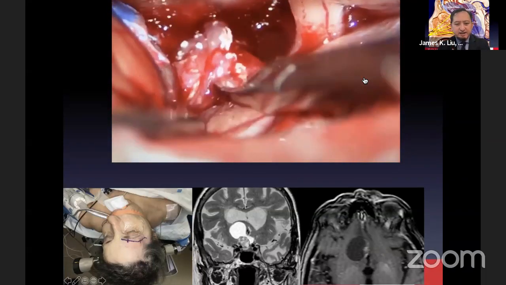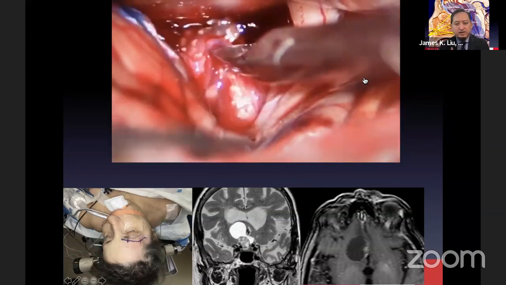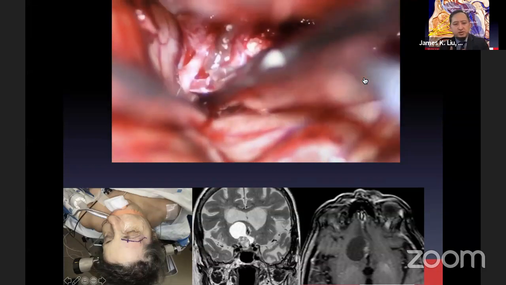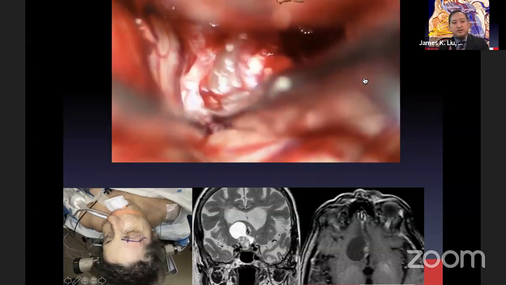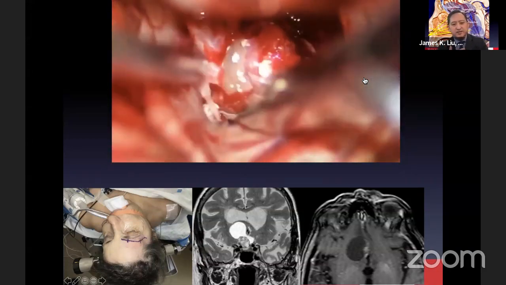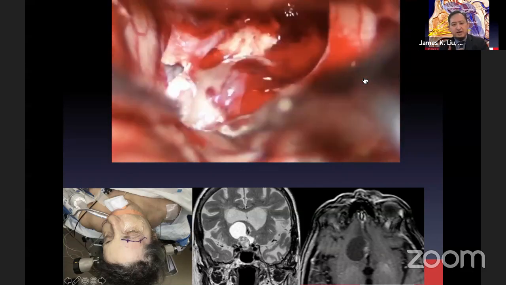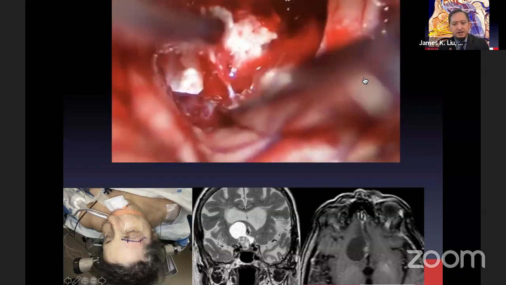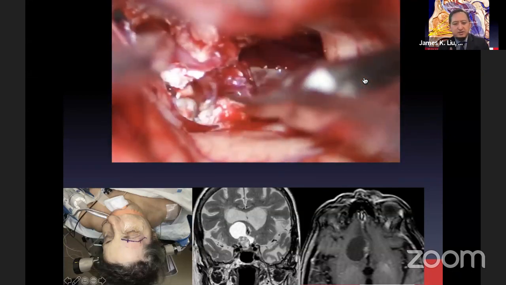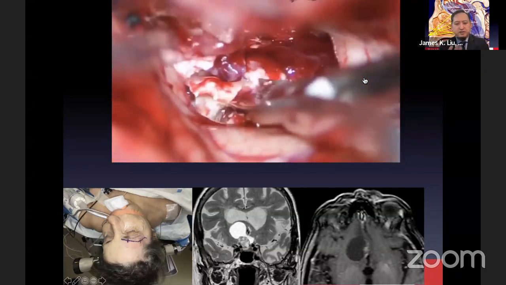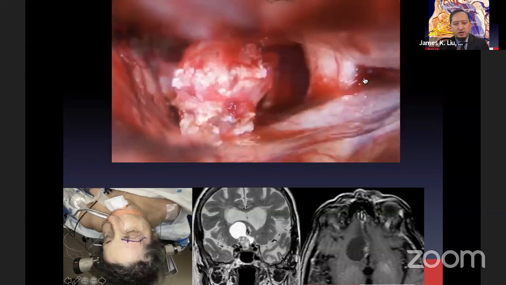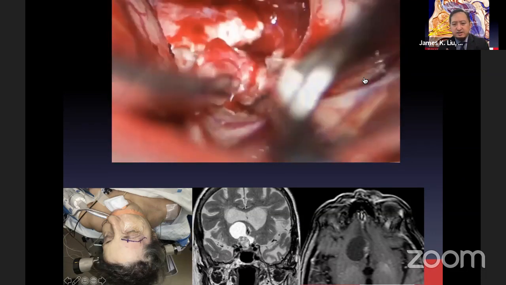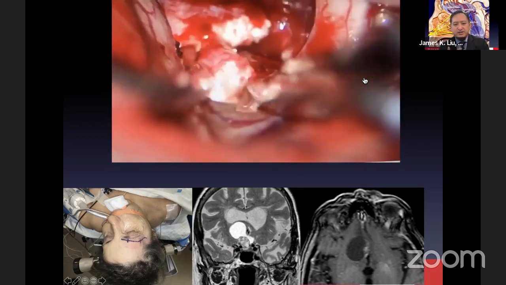But here we're just dissecting the tumor, carefully looking for the ACOM complex. So you don't want to prematurely pull on this tumor and avulse the ACOM complex and avulse the chiasm. So you have to be aware of that. So piecemeal debulking is safe. And this is what we're doing here, just piecemeal debulking so that we can work with a smaller tumor. And here, this is all done without any brain retraction.